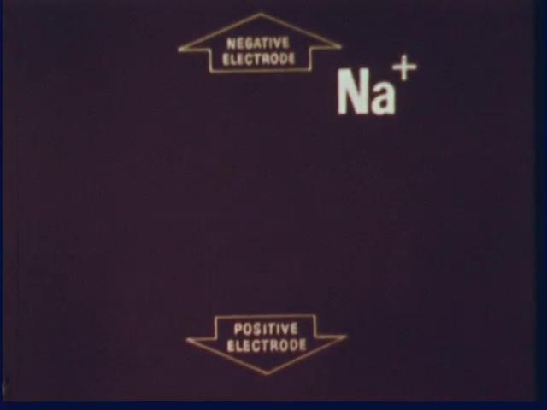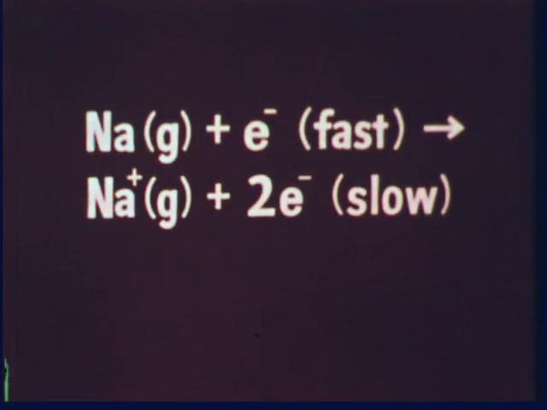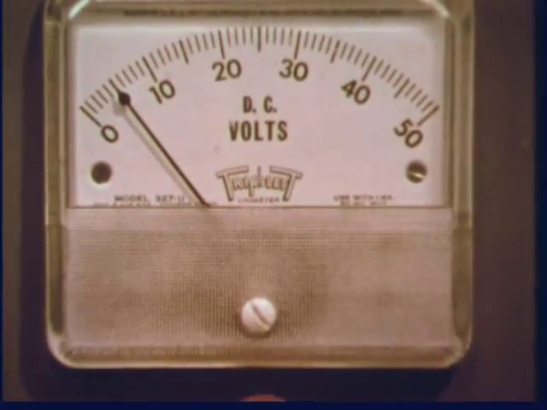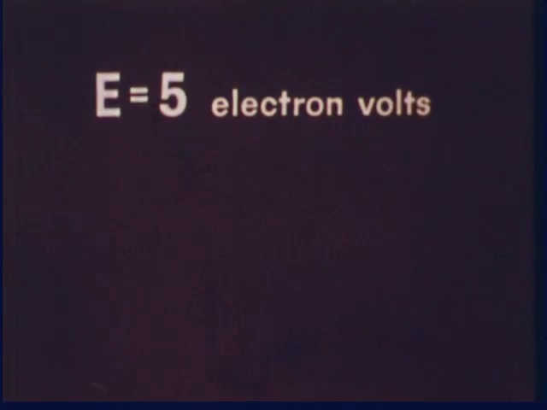The process of exciting a sodium atom so it can eject a 3s electron is represented by this equation. The energy comes from the bombarding electron, shown on the left. The ionization energy of sodium can be calculated from the measured accelerating voltage of 5 volts. An energy of 5 electron volts was given to each electron.